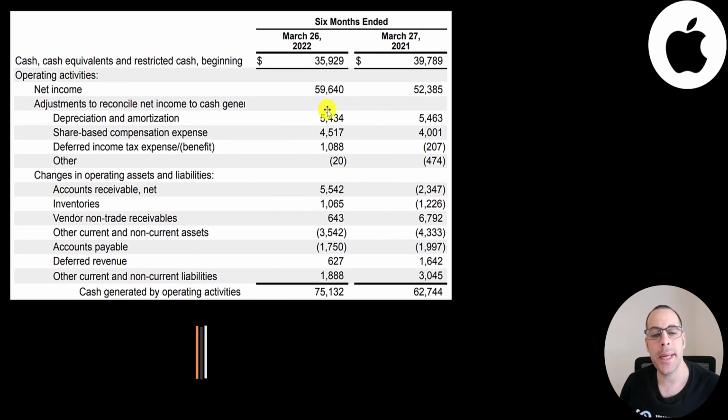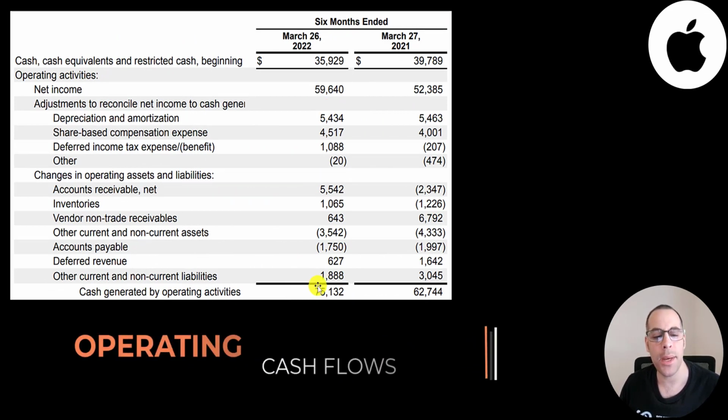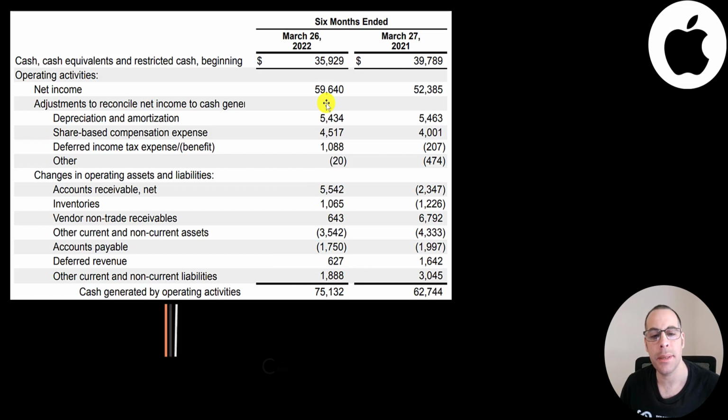This is the operating section of their statement of cash flows, and the way you calculate operating cash flow, you start with your net income that was $60 billion. Then you have to add back the non-cash items on the income statement, depreciation of $5.4 billion, stock-based compensation of $4.5 billion, and then you have to adjust for changes in working capital.